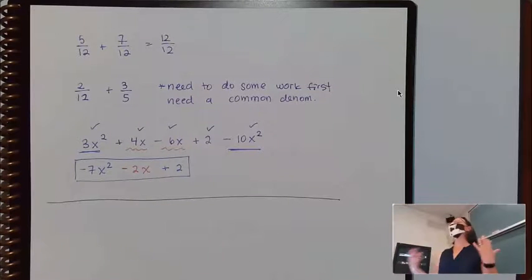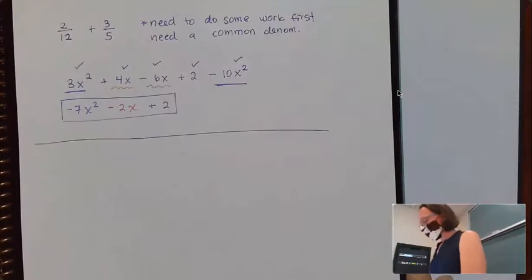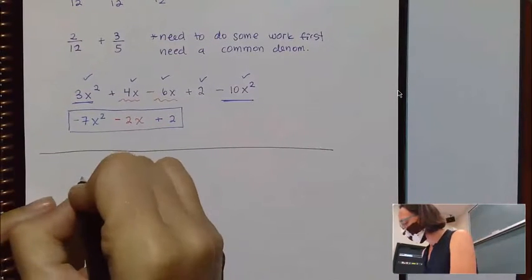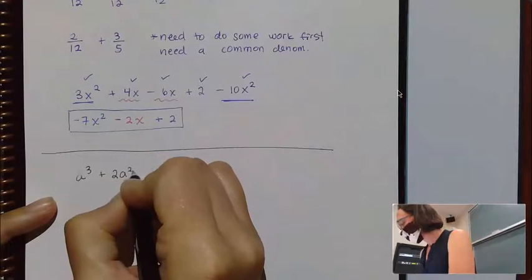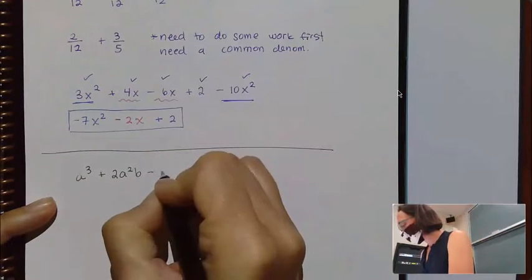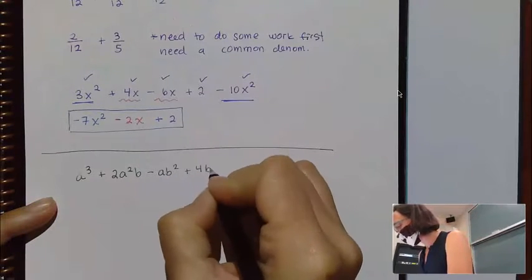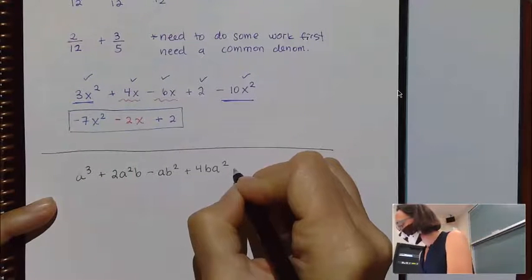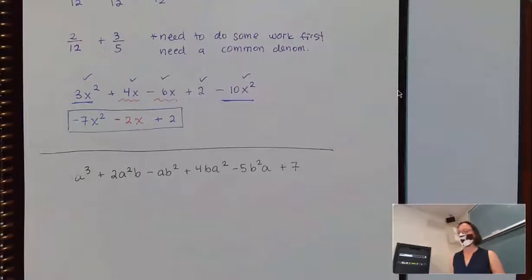We can do the same thing even if I've got more than one variable in the mix. So let's say that I had a cubed plus 2a squared b minus ab squared plus 4ba squared minus 5b squared a plus 7. So I've got a jumble of monomials here. Oh, by the way, when we put them together, it becomes a polynomial because I have more than one piece here.